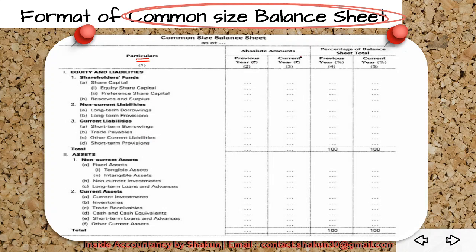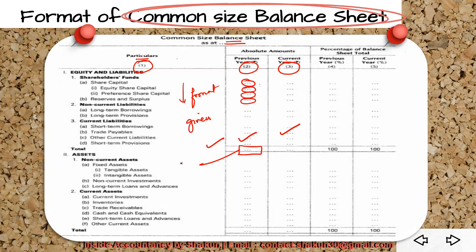Now, the previous year values and the current year values again would be given to you in the question. So basically our column 1, column 2 and column 3, the previous year values, current year values and the particulars where the format is given, would be given to you in the question. Now since we are talking about the common size balance sheet, we are going to find out the relationship of every element given here to the balance sheet total.